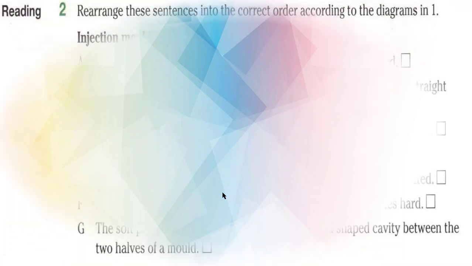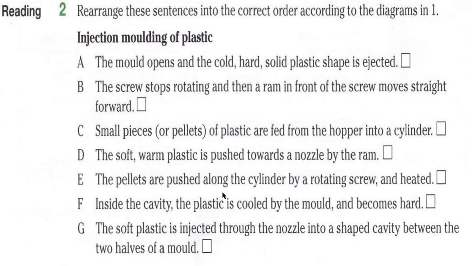Let's move now to exercise number 2. All you have to do in this exercise is to rearrange these sentences into the correct order according to the diagrams in exercise number 1. Take your time to rearrange the steps, then play the video again when you finish to check your answers. You can start now.